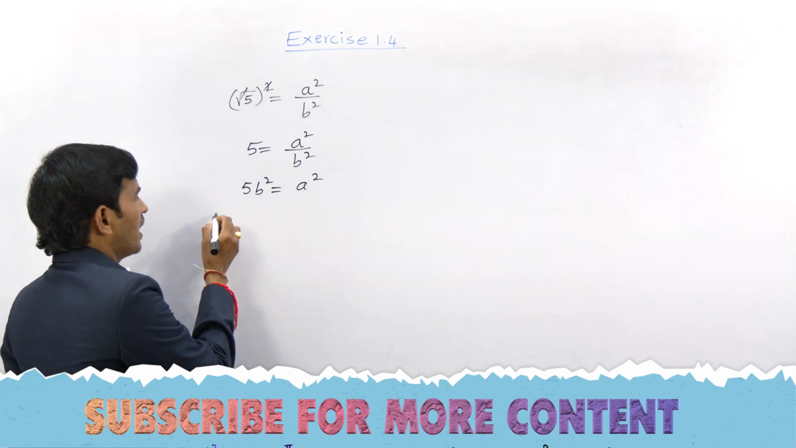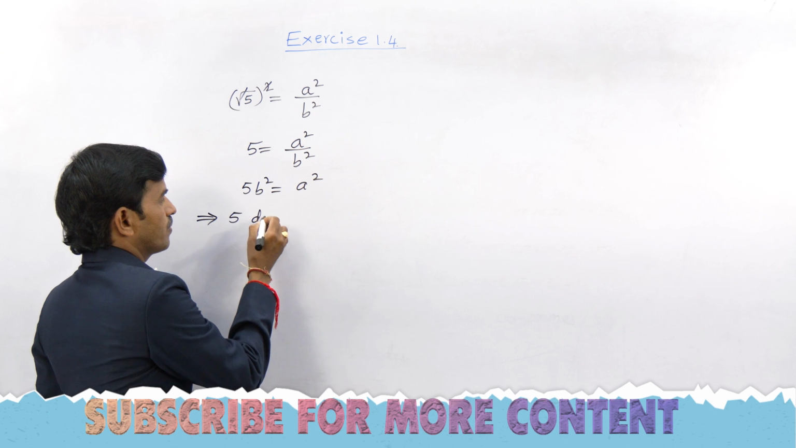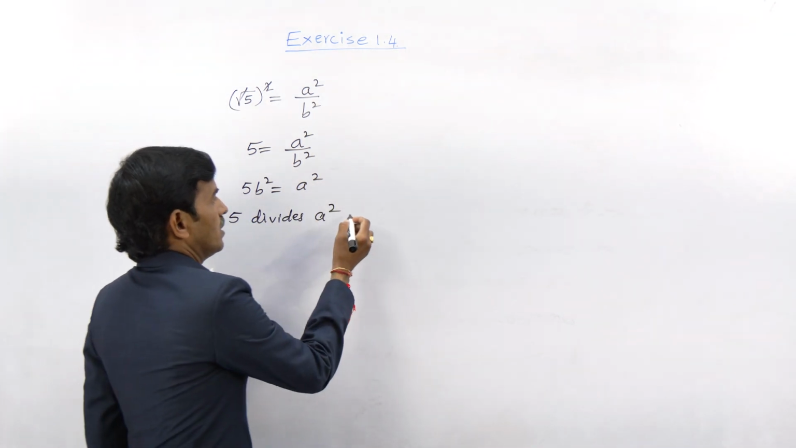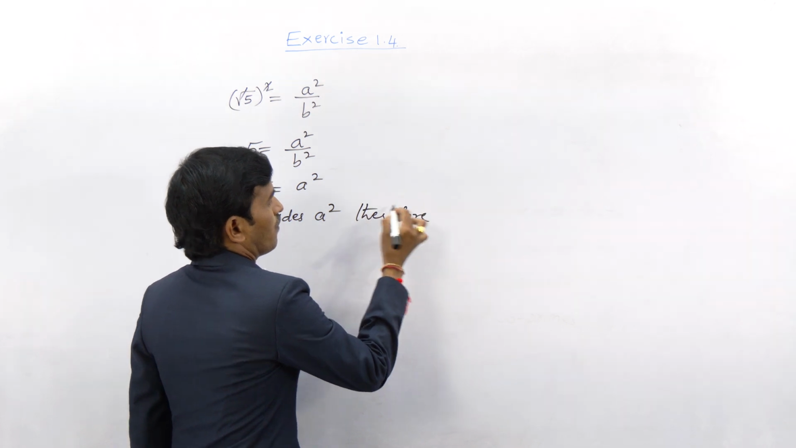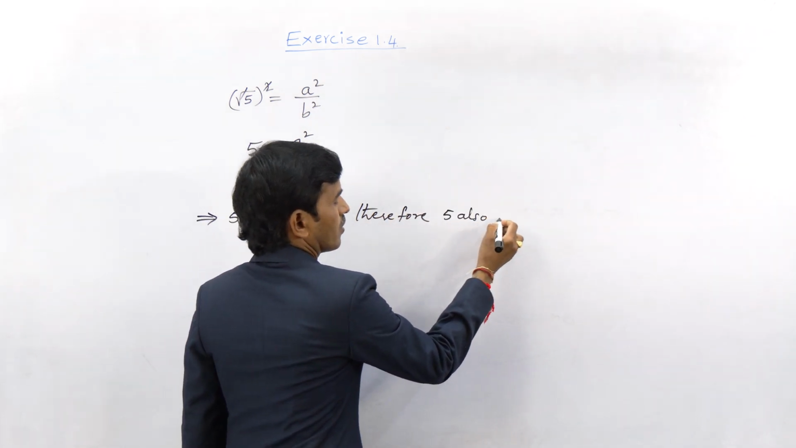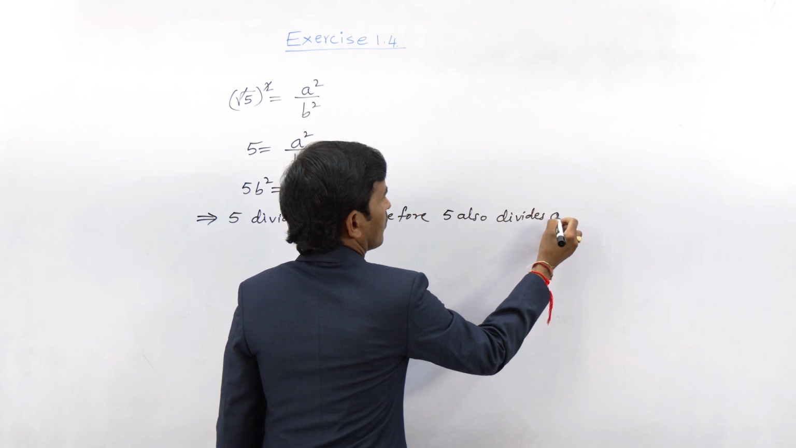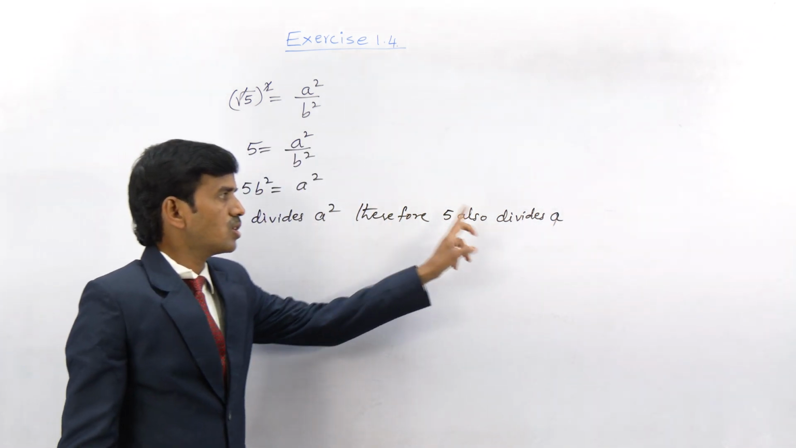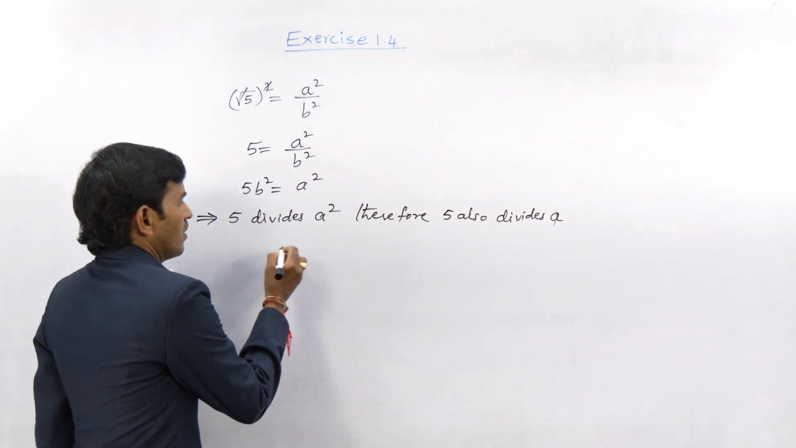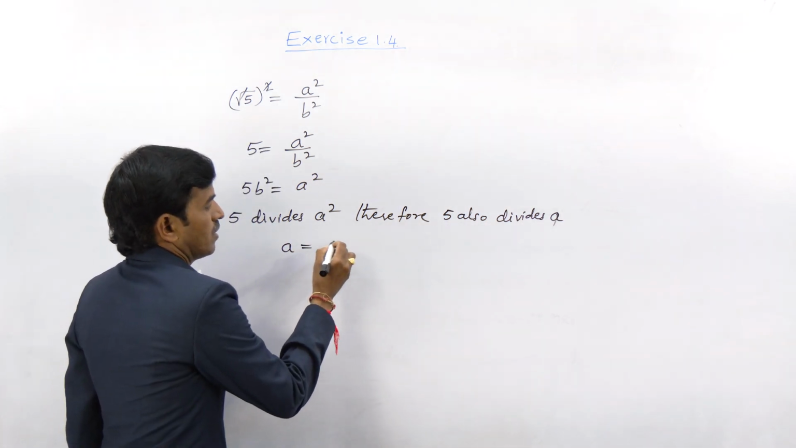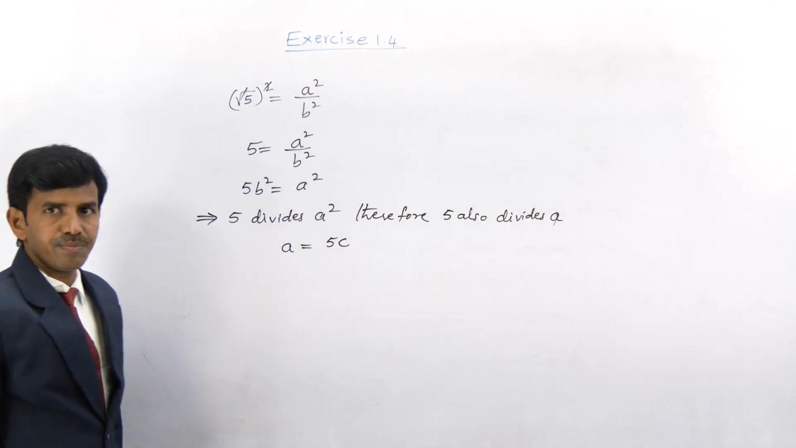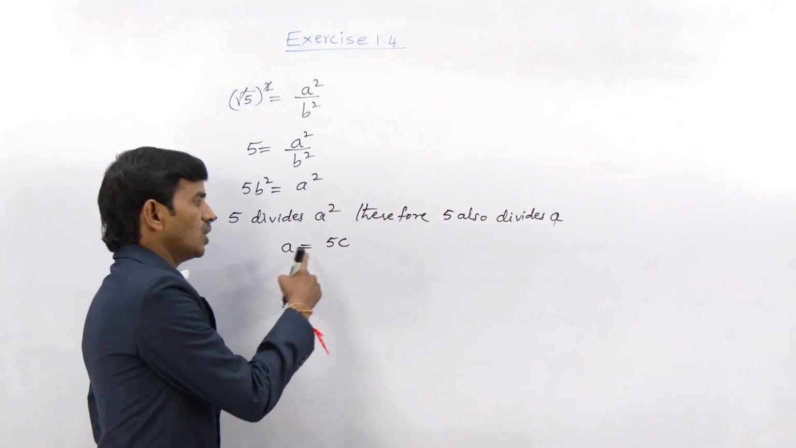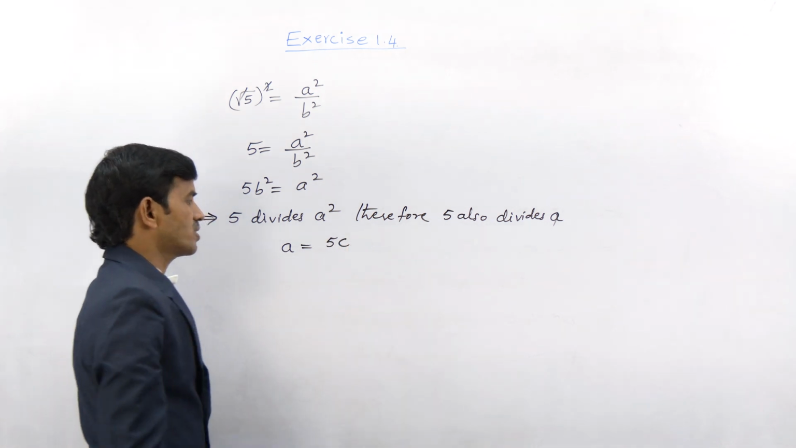So we can write that 5 divides a square according to theorem 1.6. Therefore 5 also divides a. So as 5 divides a square and also a, then a can be written as 5 times c. So dividend is equal to divisor into quotient in that format. A is equal to 5 times c, where c is some constant.